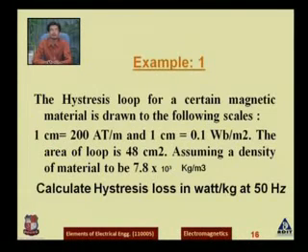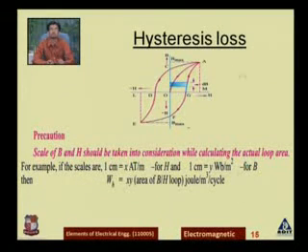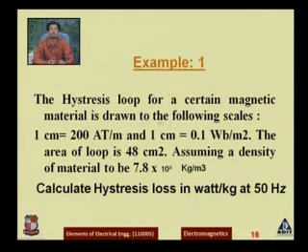Now let's take one example based on the hysteresis laws. In this example, the hysteresis loop for a certain magnetic material is drawn to the following scale. Here 1 centimeter is equal to 280 AT per meter, and for the y axis 1 centimeter is equal to 0.1 Weber per meter square. So which are those values? These are the values of B and H. On the x axis H is taken and on the y axis B is taken. So from this you can plot the graph.